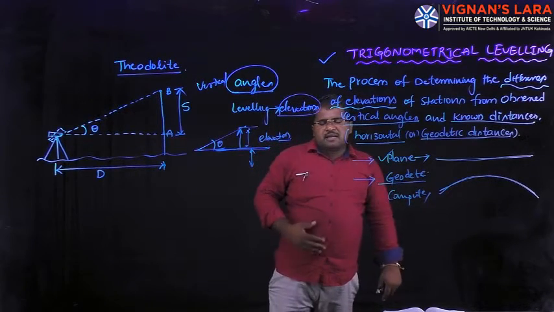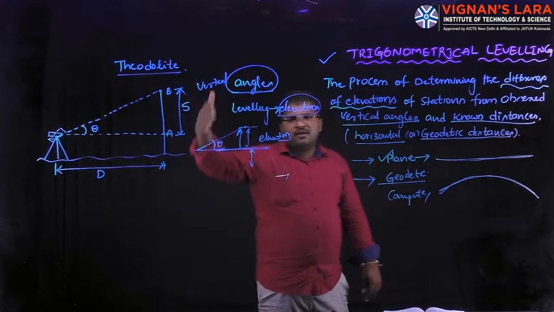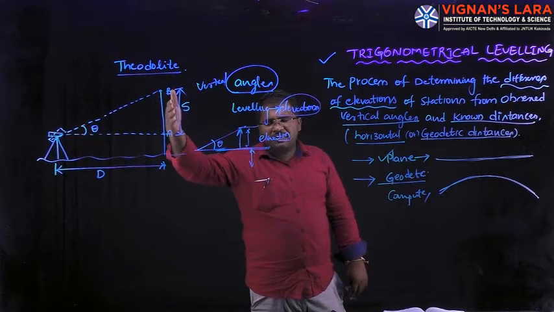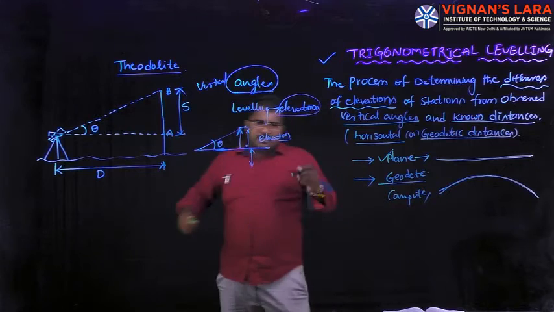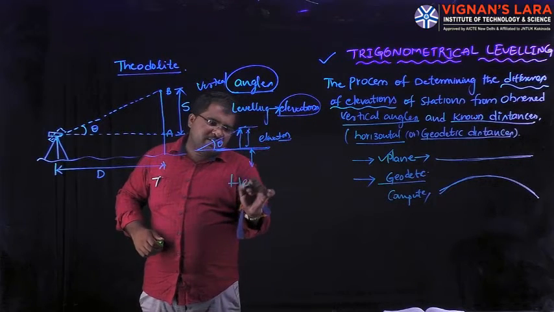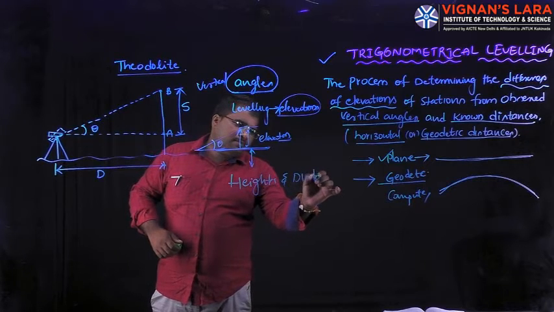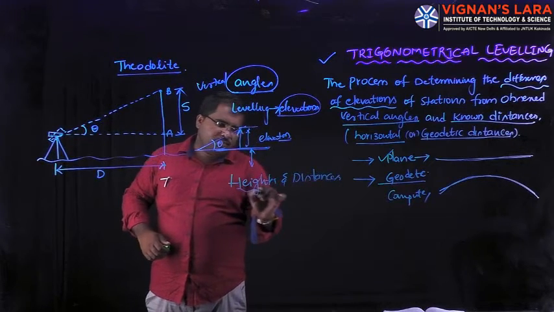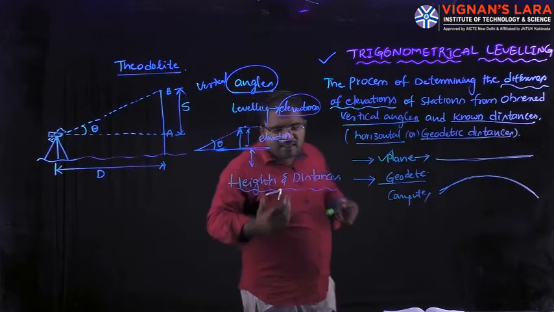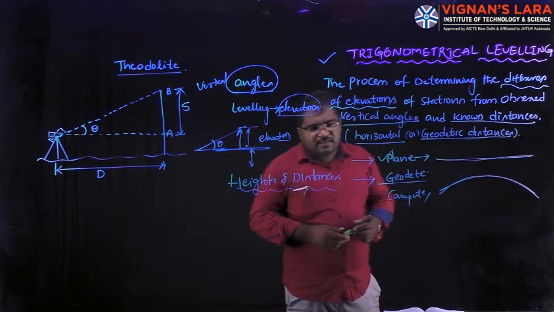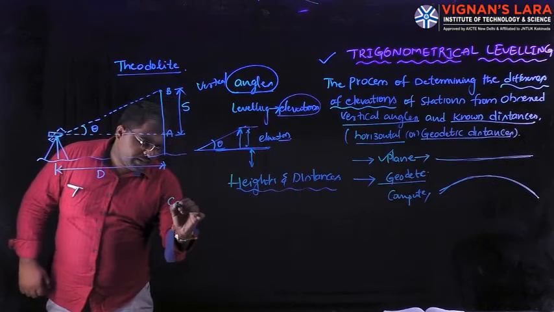So that is called trigonometrical leveling. In this trigonometrical leveling we have three cases. To find out the difference in the elevation of a station, we have three cases, under the heading called heights and distances. Now we will see what those three cases are. The first case is case 1.